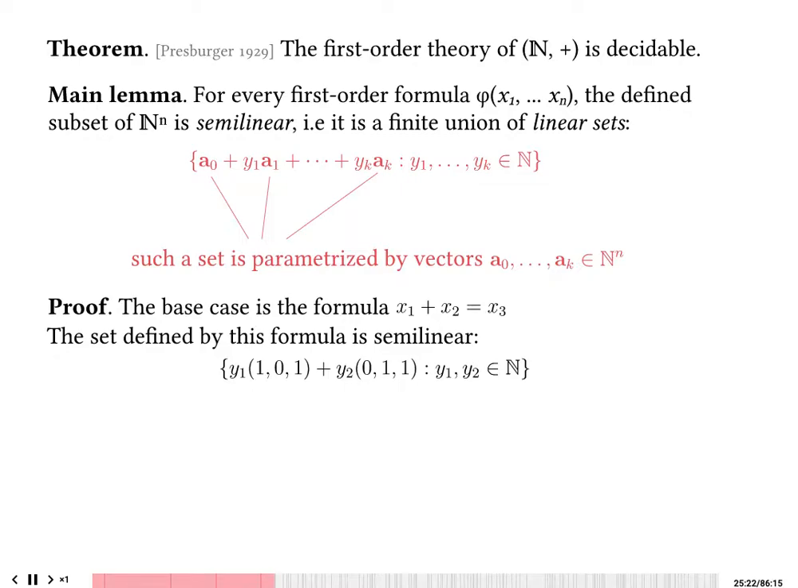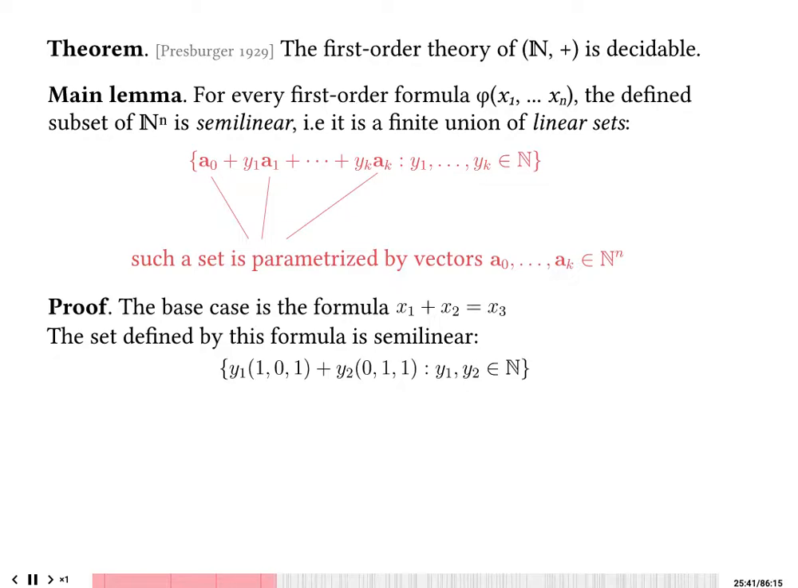Let's prove that every formula does indeed define a semi-linear set. I will not prove to you the main lemma, but what I will explain is the structure of the proof, because this kind of structure of proof will be visible many times later in this lecture. So it's just an induction on the size of the formula.